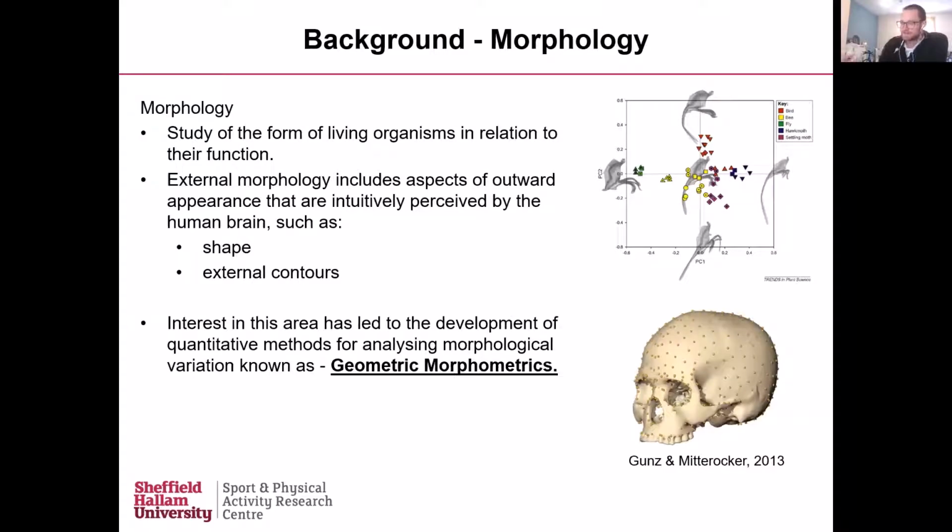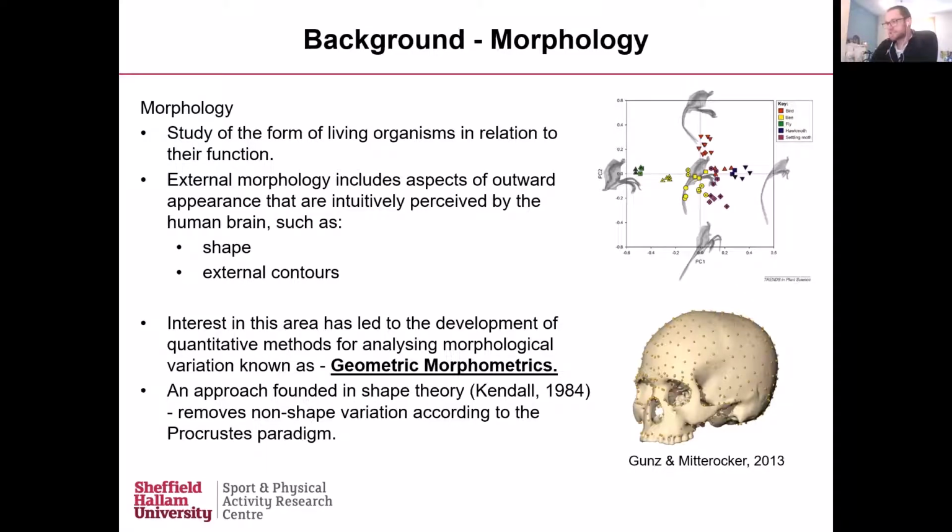And as interest in this area has developed in fields such as evolutionary biology, anthropology, a group of methods has been developed referred to as geometric morphometrics. So this is an approach founded in something called shape theory, which removes non-shape variation from data in order to analyze the shape of an object or of a biological organism, according to something called the Procrustes paradigm.